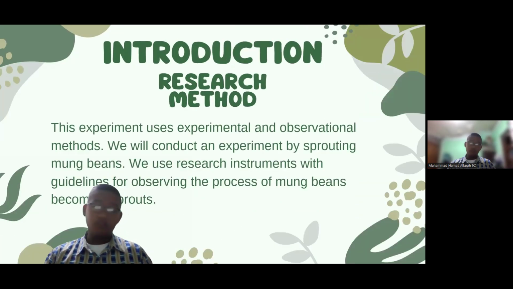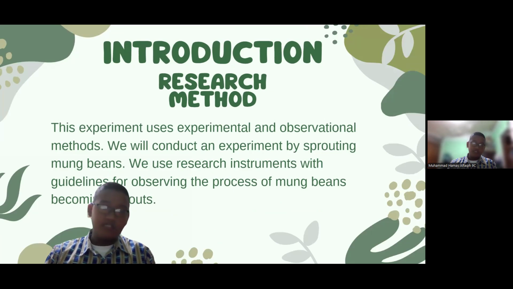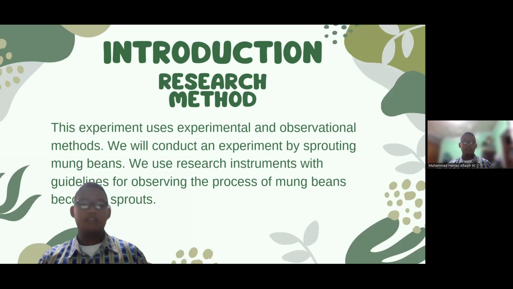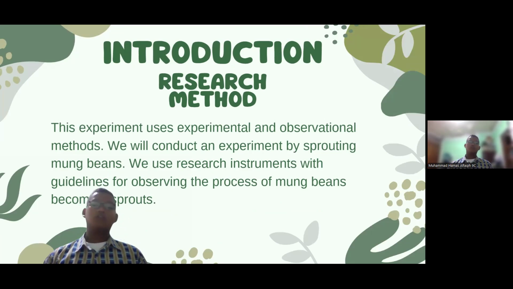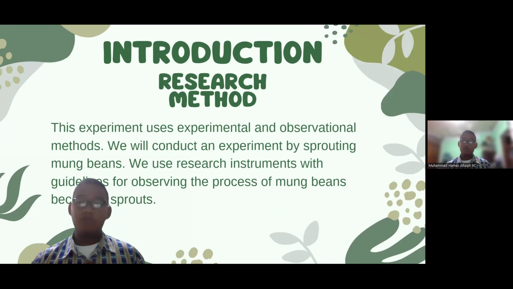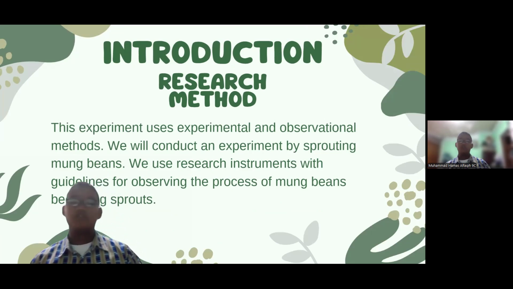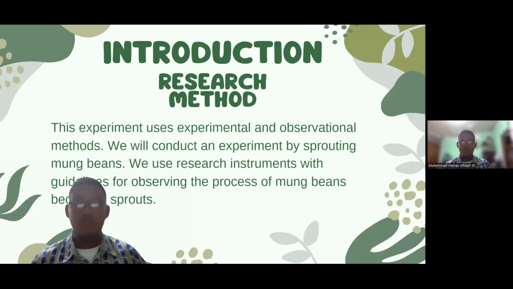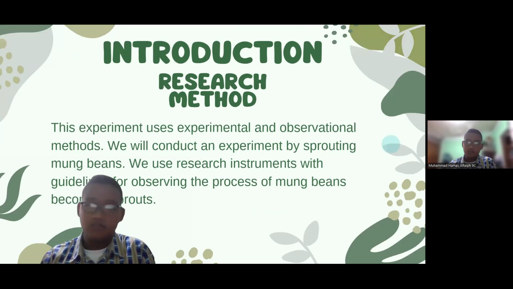So the research method I used for the scientific experiment is experimental and observational methods. We will conduct an experiment by sprouting mung beans, and we use research instruments with guidelines for observing the process of mung beans becoming sprouts.